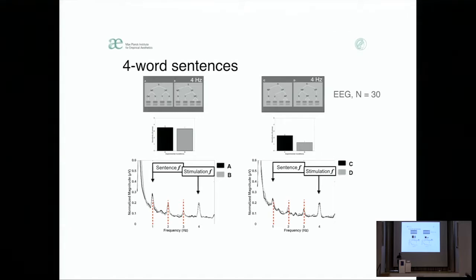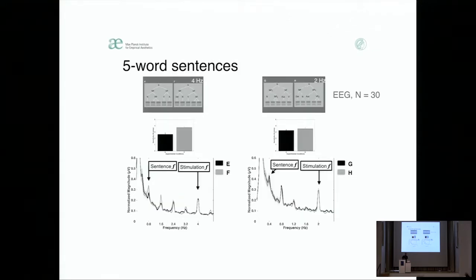However, these conditions are not so telling, because in these conditions the 1 hertz could still come from a subharmonic of the 4, and the 2 as well could be a subharmonic of the 4. So the only discriminant information is the 3 hertz, which cannot be a subharmonic of 4, but can be a harmonic of 1. So now I'm going to show you why the next conditions, where we have 5 words, are actually interesting.